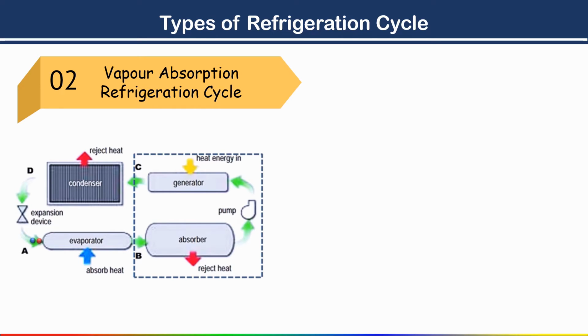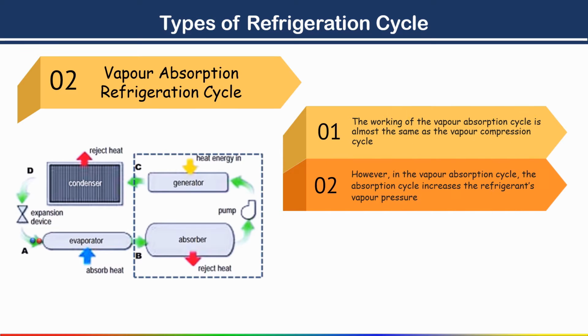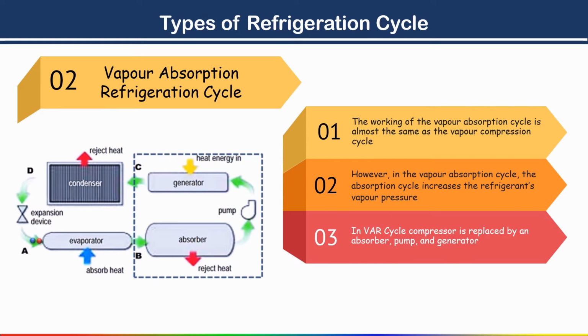The vapor absorption cycle is a type of refrigeration system that uses heat energy instead of mechanical energy to complete the refrigeration cycle. It is similar to the vapor compression refrigeration system but differs in the way it uses energy. The working of the vapor absorption cycle is almost the same as the vapor compression cycle. However, in the vapor absorption cycle, the absorption process increases the refrigerant vapor pressure. In the VAR cycle, you can see the compressor is replaced by an absorber, pump and generator. In this image, in the vapor compression refrigeration cycle we use the compressor, but in the vapor absorption refrigeration cycle, this compressor is replaced by an absorber, pump and generator.